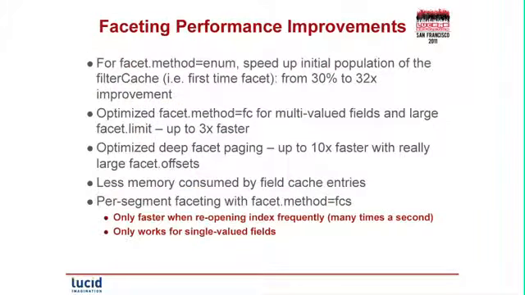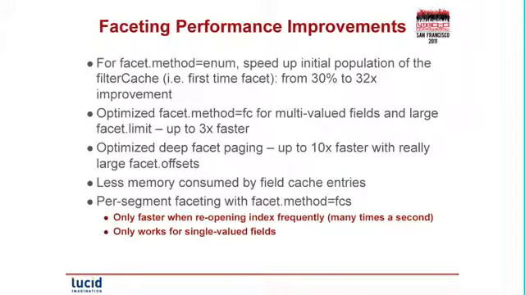We also have a facet.method equals FCS, a new faceting method that works per segment. The normal field cache method works by populating a field cache entry at the top level of the index. So what that means is even if you add another little segment to the index, the field cache entry will completely get rebuilt. That makes for really fast faceting, but slower turnaround time the first time you facet on that field after you reopen a reader or after you commit, essentially.